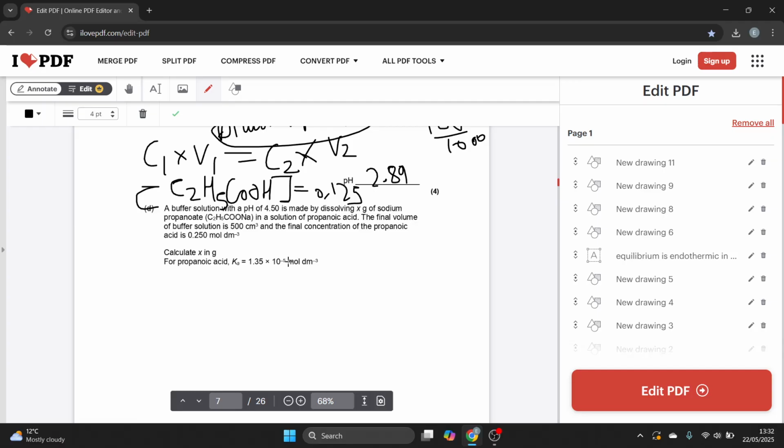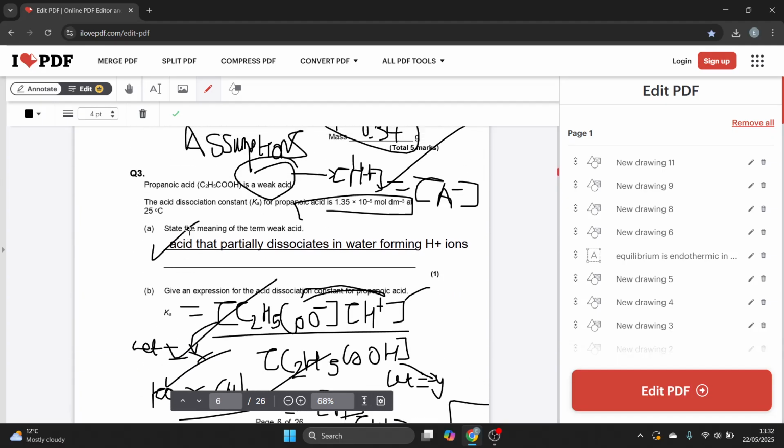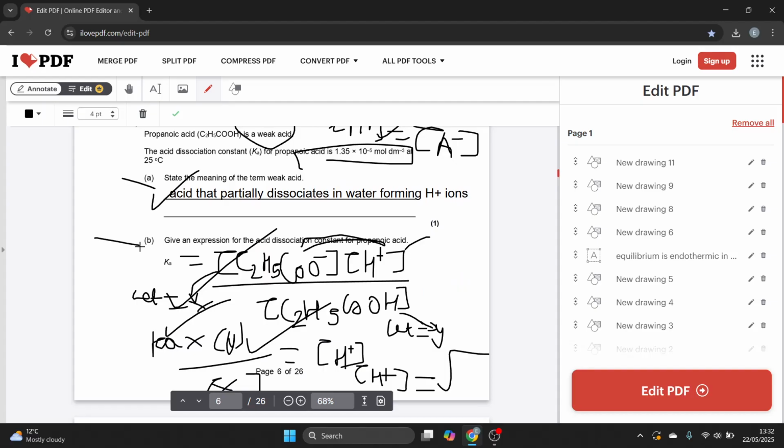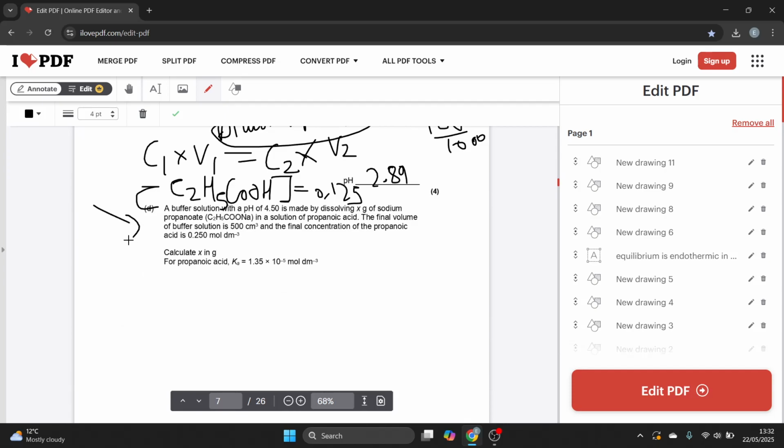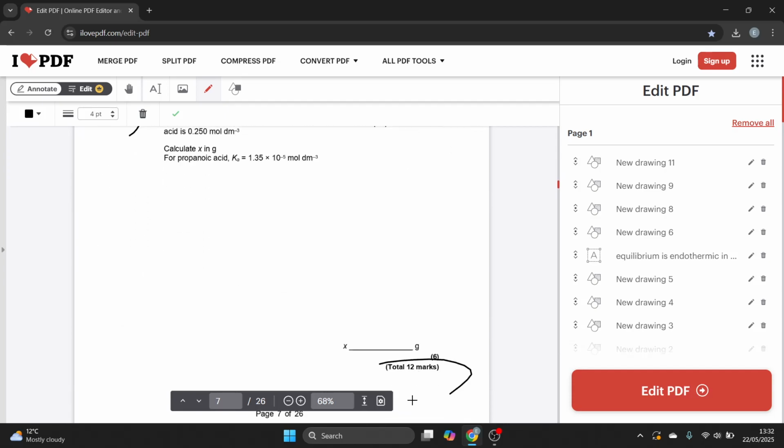A buffer solution with a pH of 4.50 is made by dissolving X grams of sodium propanoate in a solution of propanoic acid. The volume of the buffer solution is 500 centimeters cubed and the concentration of the propanoic acid is 0.250 moles per dm cubed. Calculate X in grams. For propanoic acid, Ka is that, and it is 6 marks. So this is a real exam past paper question. They give you a 1 mark definition, a 1 mark given expression, then a big 4 marker, and then a 6 marker back to back. So that's 12 marks.